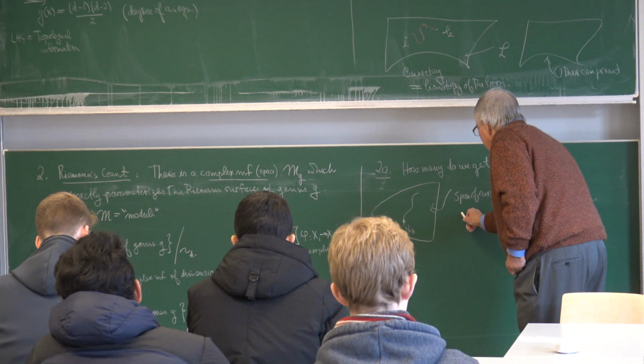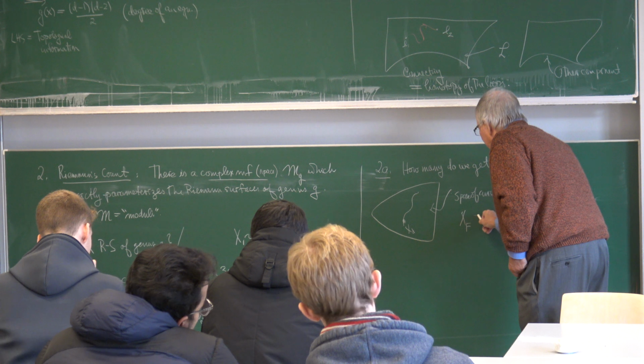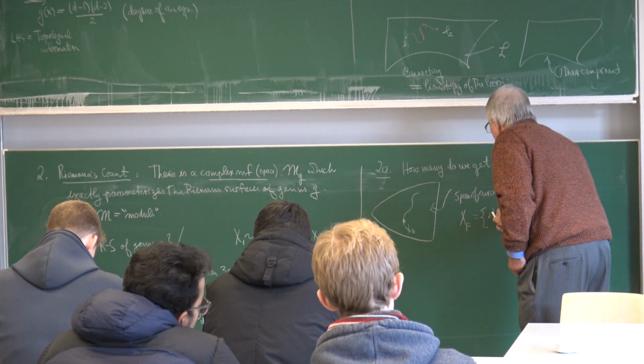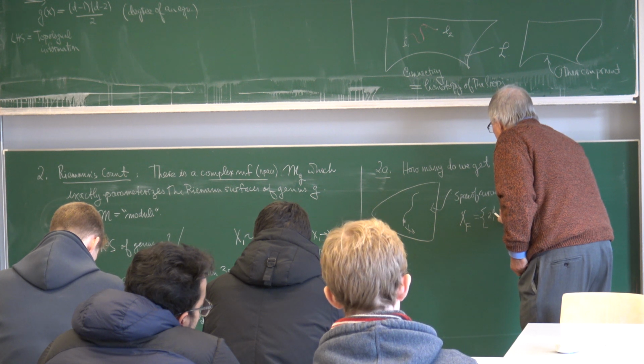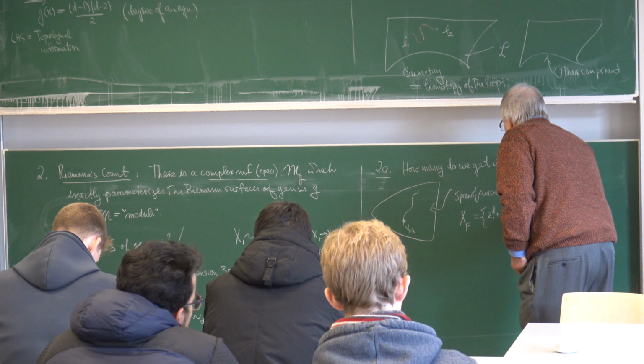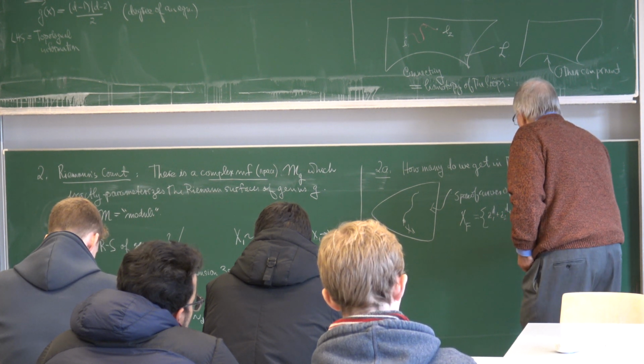So, in other words, we start, for example, at a base XF for Fermat. This is given by the Fermat polynomial, z1^d plus z2^d plus z3^d equals 0. That's a wonderful Riemann surface. We know what its genus is.